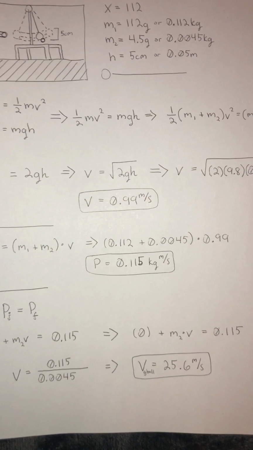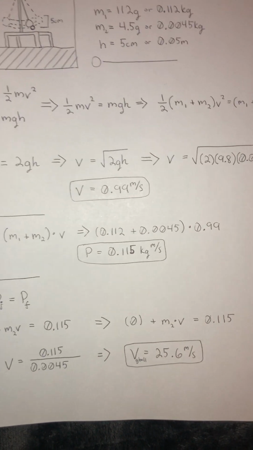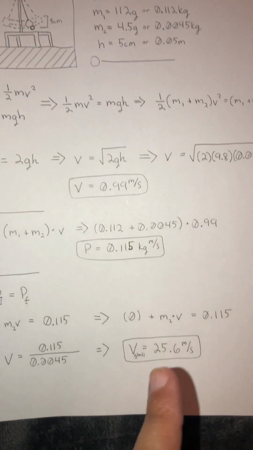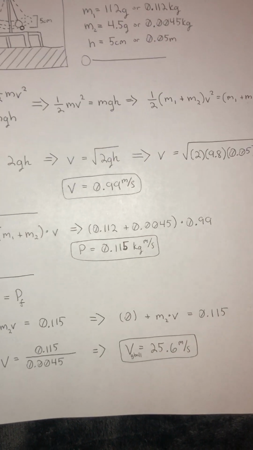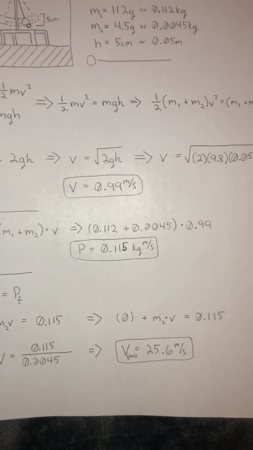And since it's a small piece of gum, it makes sense that it didn't move it too much. And I got 25.6 meters per second for the initial velocity of the gum.